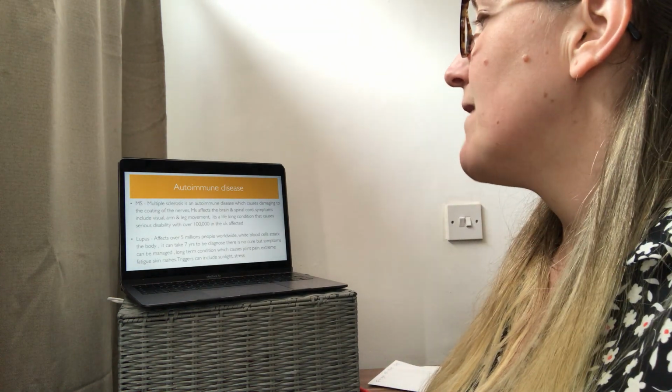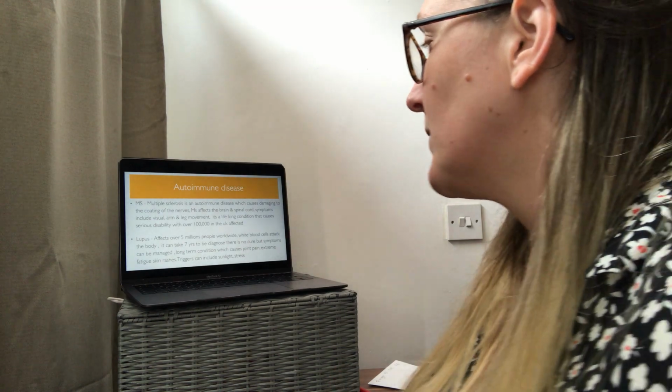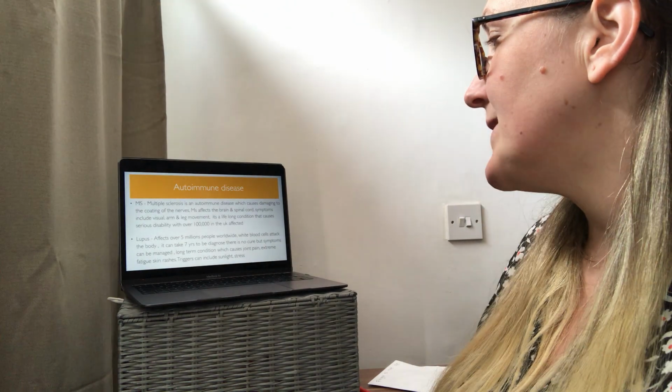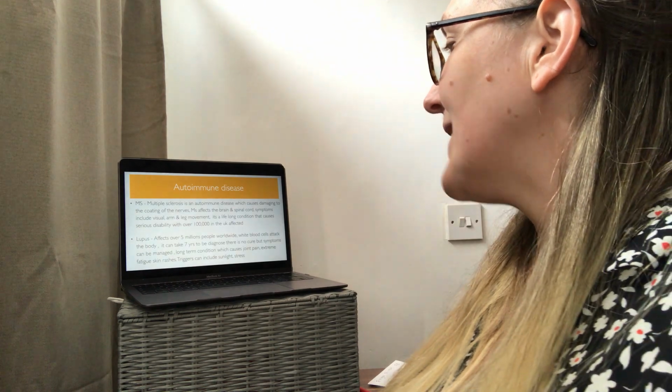And lupus affects over 5 million people worldwide. The white blood cells attack the body, and it can take up to 7 years for this disease to be diagnosed. It's very difficult to diagnose this one. There is no cure, but symptoms can be managed. It's a long-term condition which causes joint pain, extreme fatigue, and skin rashes, and some of the triggers could be sunlight and stress.